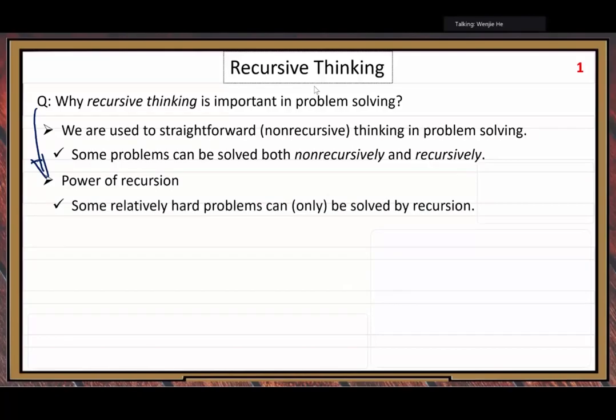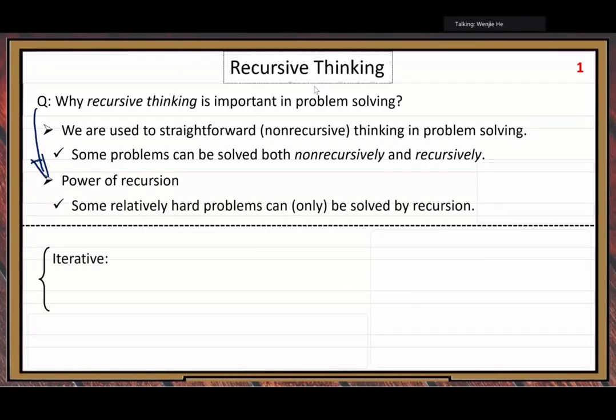All right, now let's do a comparison. The first one is non-recursive, which we call iterative. If you solve it without using recursion, then you need to use iterations: for loops, while loops. That's the way if we do not use recursion. The second way is the recursive way. We want to compare these two methods, their advantages and disadvantages.